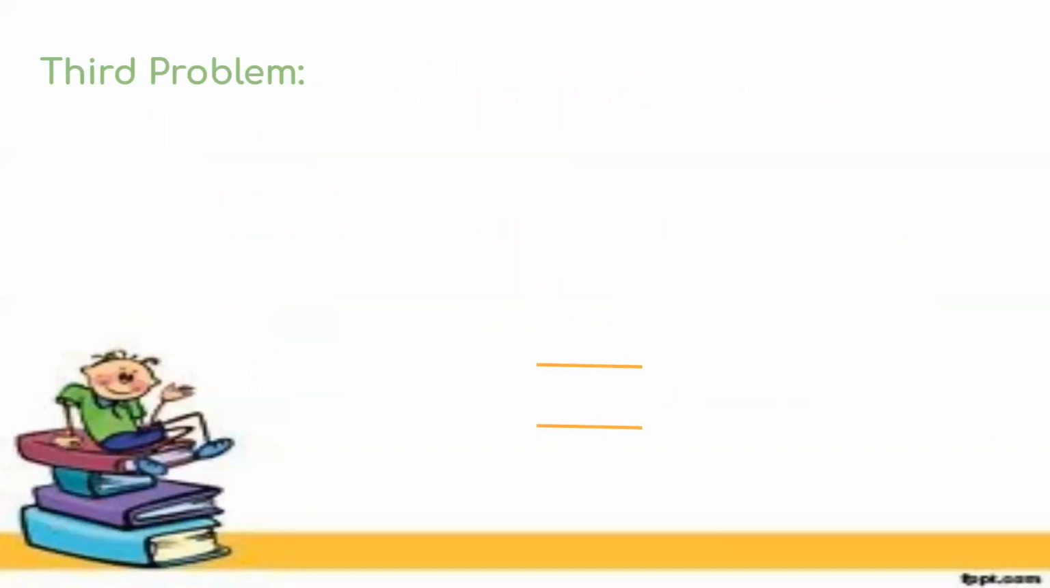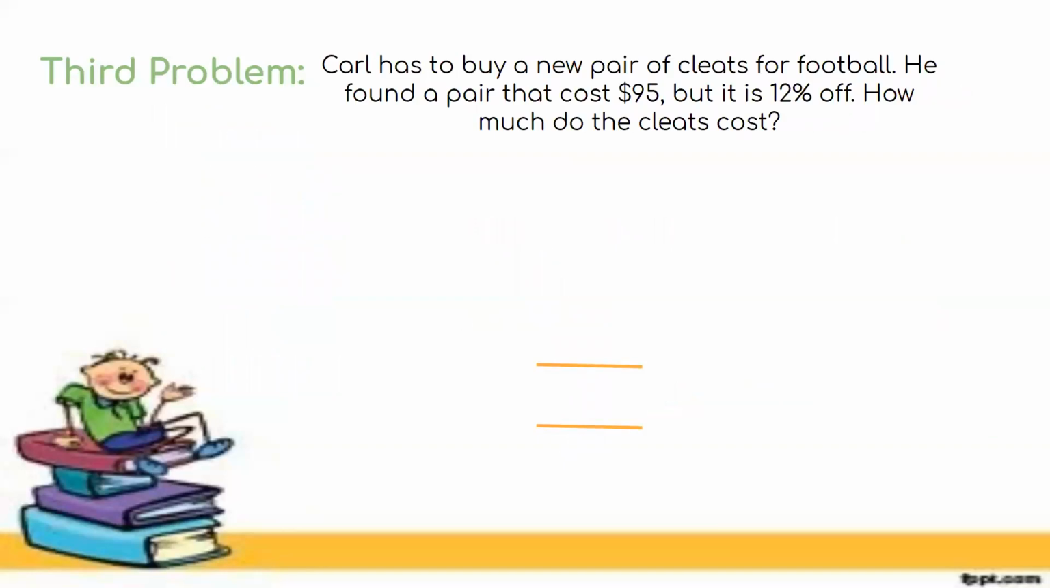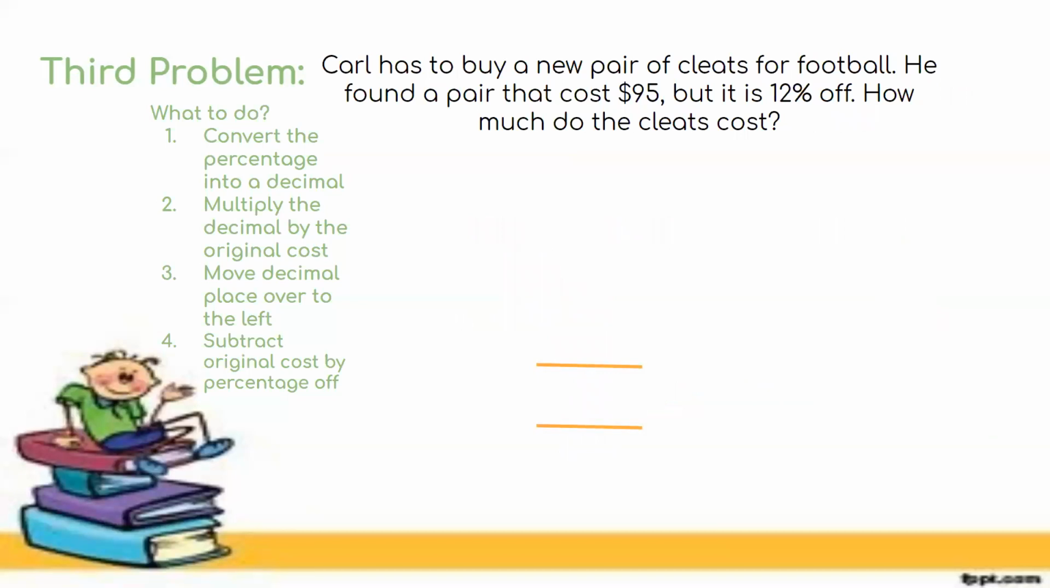On to the third problem. Carl has to buy a new pair of cleats for football. He found a pair that cost $95, but it is 12% off. How much do the cleats cost? Here's your list of steps. Let's begin. So our percentage is 12%.